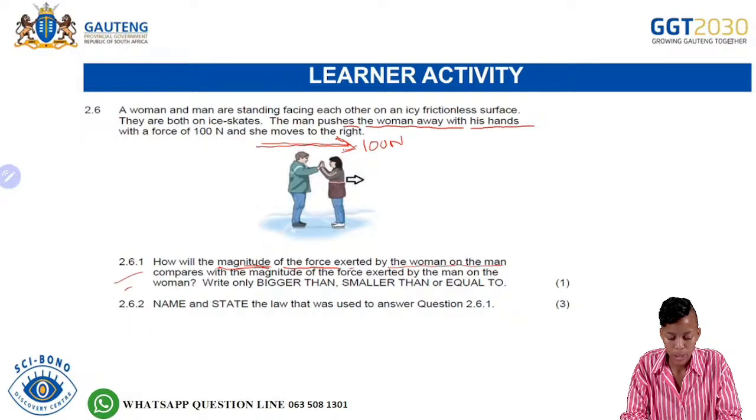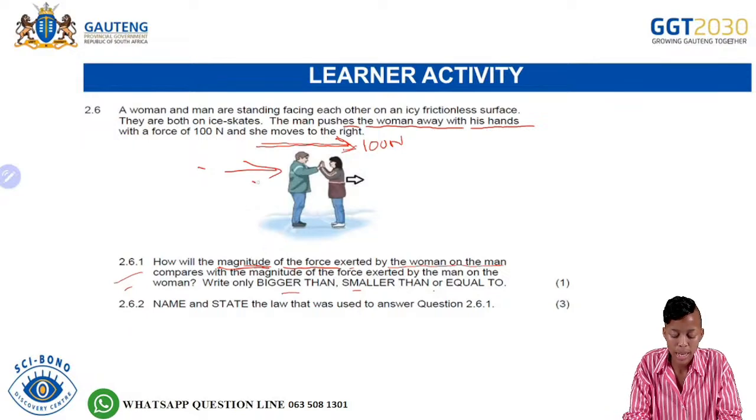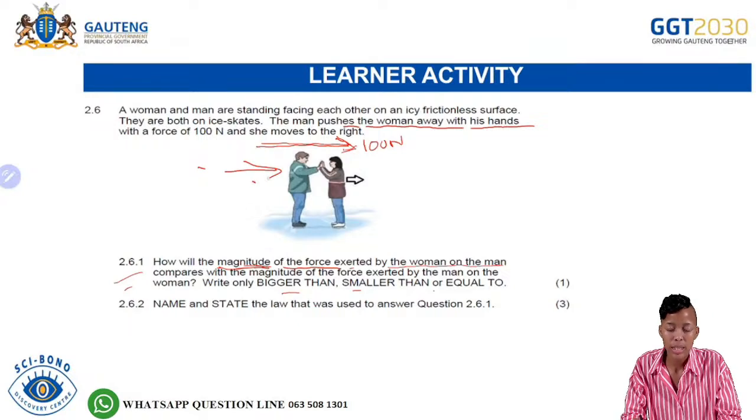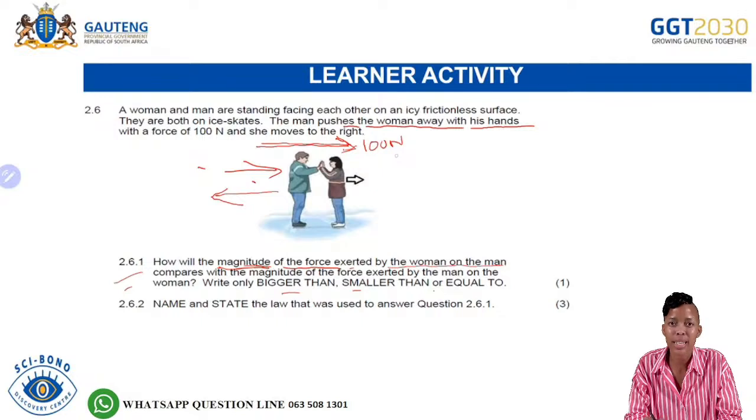It says compare with the magnitude of the force that the man exerted on the woman. The question says you must write only bigger than, smaller than, or equal to. So you need to think of it according to Newton's third law. If the man applies a force on the woman to the right, the woman will also apply an equal force of 100 Newton to the left.